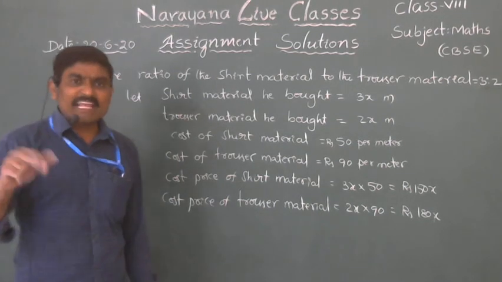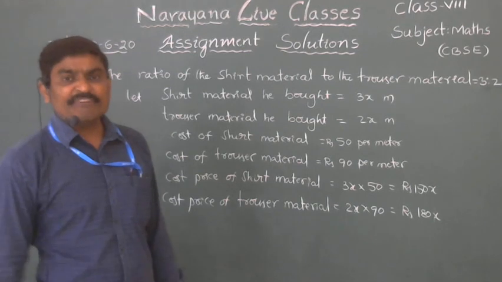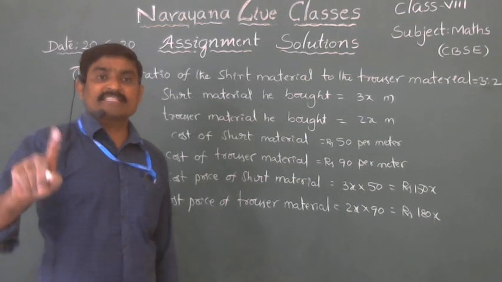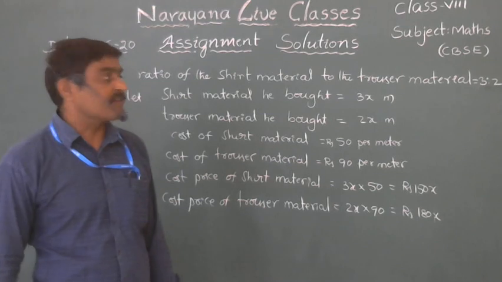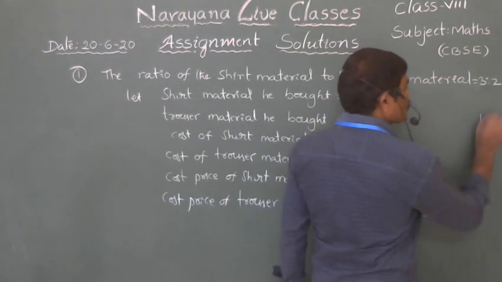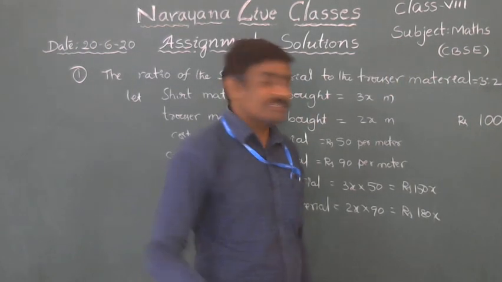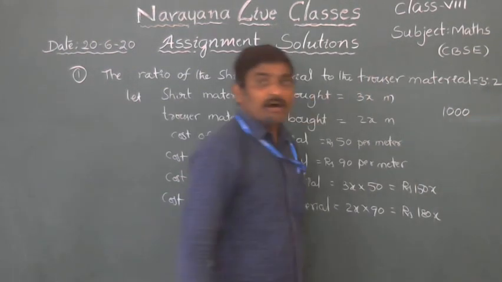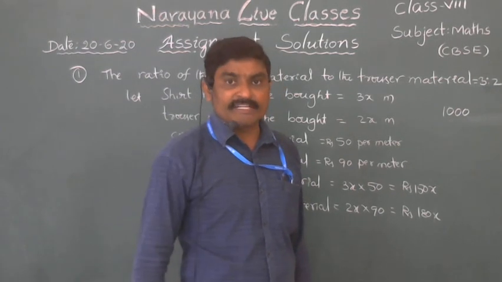So selling price, how will you get it? Cost price plus profit. What is the profit formula? Profit is equal to cost price into percentage of the profit. For example, one shirt piece is 1000 rupees. Total shirt cost is 1000 rupees.